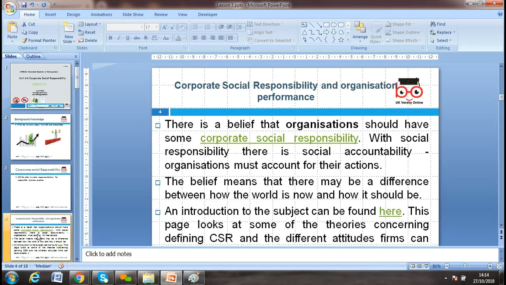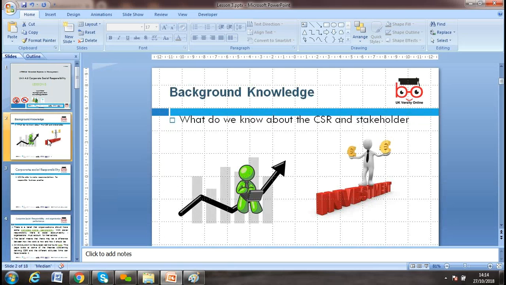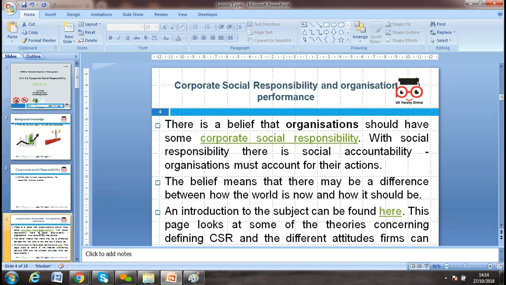Corporate social responsibility and organization performance. What do we know about corporate social responsibility and stakeholders? Corporate social responsibility means doing business responsibly, meeting the needs of the various stakeholders. As I mentioned in our previous lesson, a stakeholder means anybody who has an interest, or whose interests will be influenced by the company or its policies and procedures.